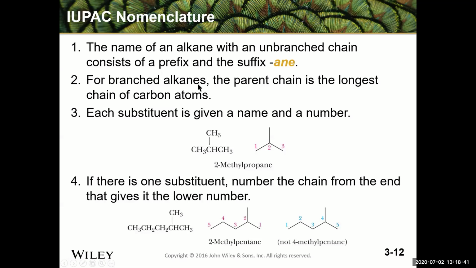And then we have the idea that we have a parent chain, and then we have the branched alkyl groups. The parent chain is the chain that has the longest number of carbon atoms. And then each substituent, each branch, we give a name and a number.